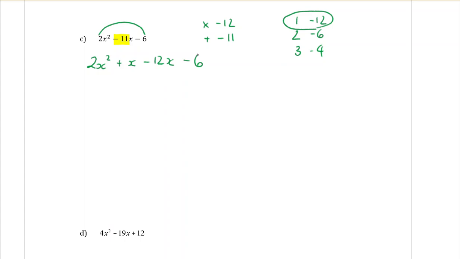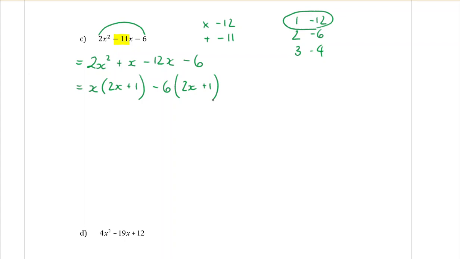Now I factorise in pairs. Let's do the first two terms together. I can bring out an x, which gives 2x plus 1. The third and the fourth term, I can bring out a negative 6. Bringing the negative out will make both of those terms positive. So 12 divided by 6 is 2x, and 6 divided by 6 makes a positive 1.